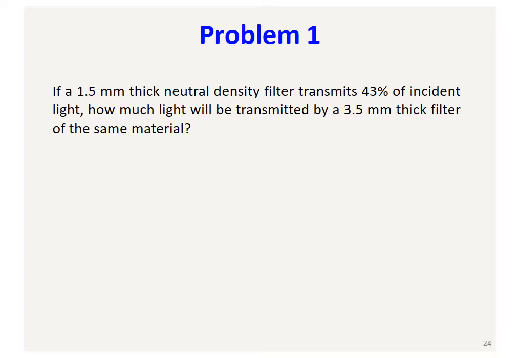In this problem, I'm giving you a neutral density filter which has a certain thickness that the light has to travel through, and only 43% of the incident light is transmitted. Now, the filter is made to be thicker, 3.5 millimeters, and the question is, how much light is transmitted now?